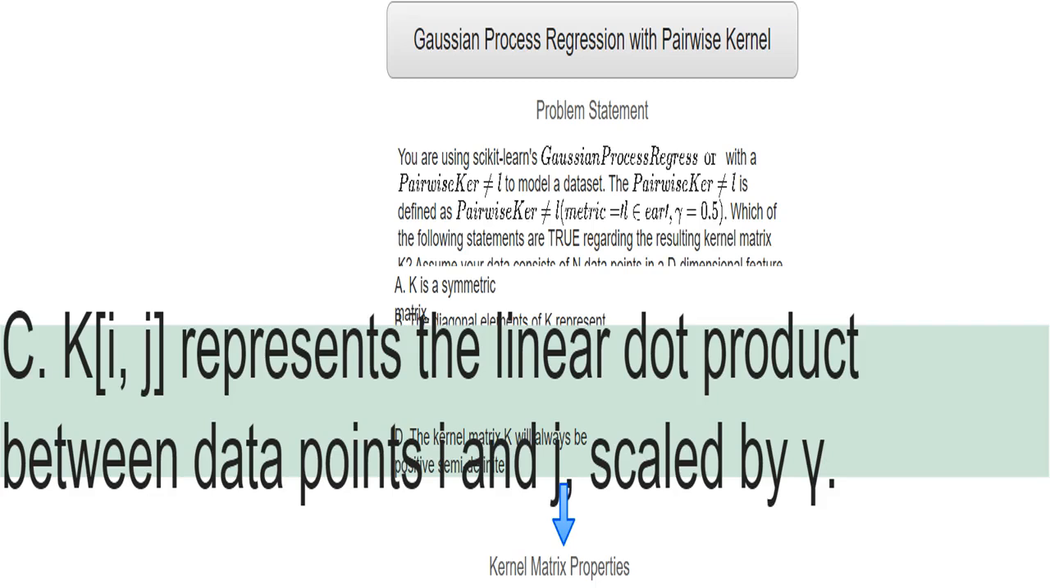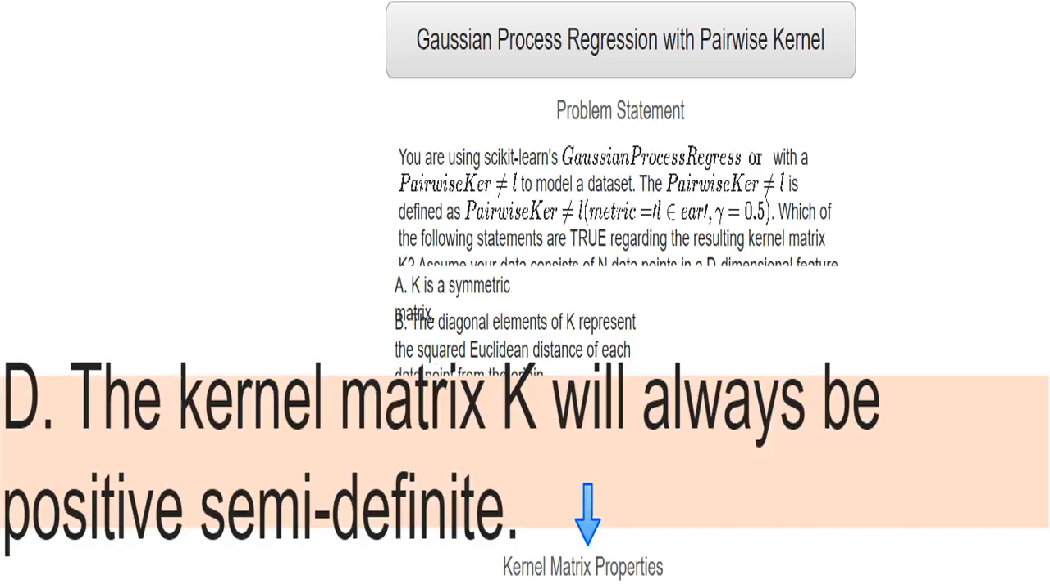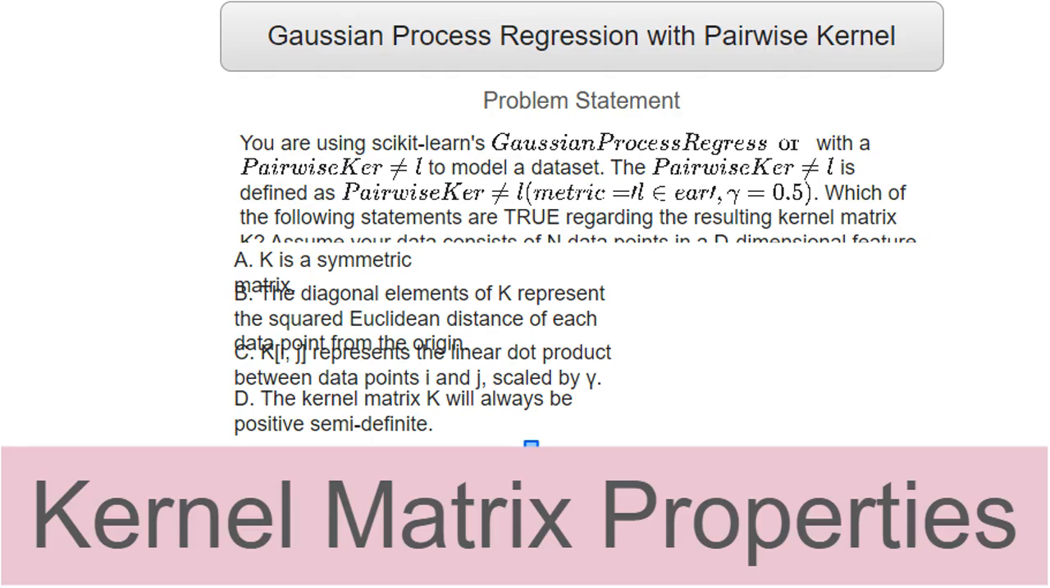This option checks my understanding of how the kernel matrix element K_ij is calculated using the dot product of data points i and j, scaled by the gamma parameter. This statement tests my knowledge of a fundamental property of kernel matrices. A positive semi-definite matrix ensures the validity of the Gaussian process. This refers to the overall properties of the kernel matrix generated by the PairwiseKernel, such as symmetry and positive semi-definiteness. These are key characteristics that I need to understand to answer the questions correctly.